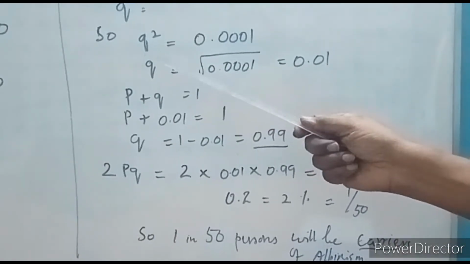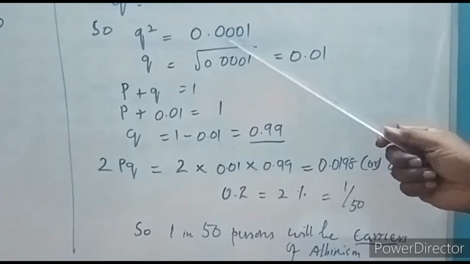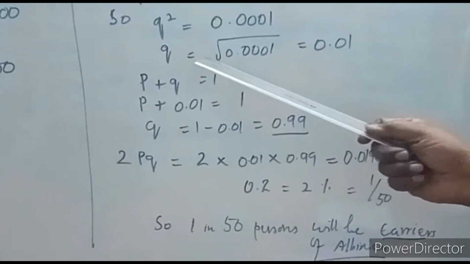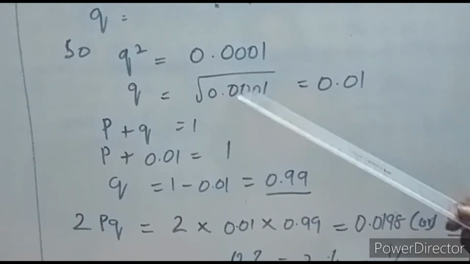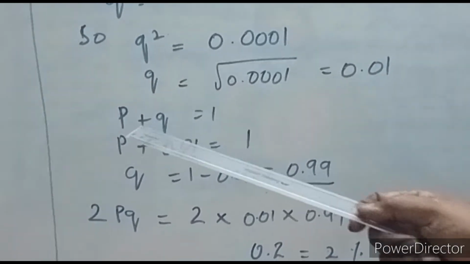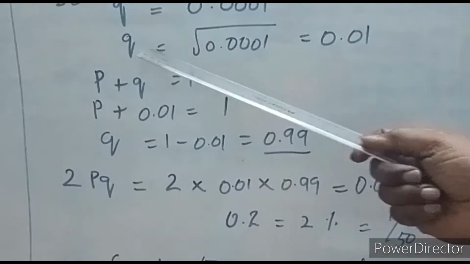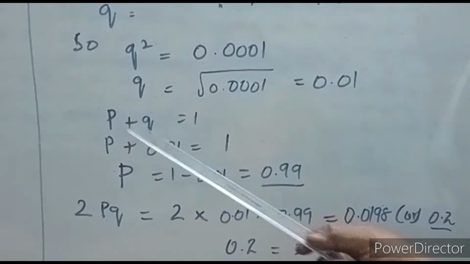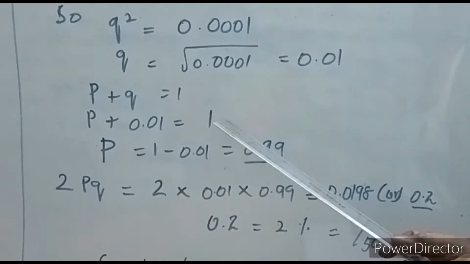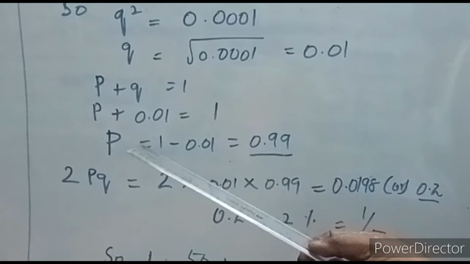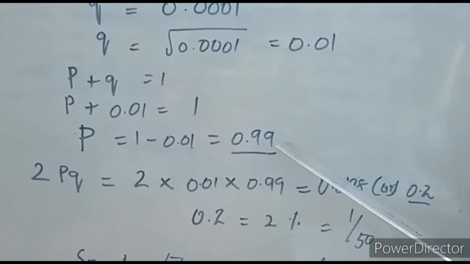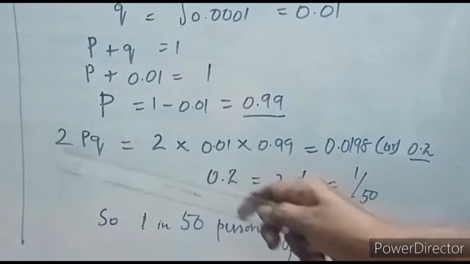So q² is equal to 0.0001. We have to find out the value of q. So q is equal to the square root of 0.0001, that equals 0.01. The formula p + q is equal to 1. Here q is 0.01. So p + 0.01 is equal to 1. Now we will find the value of p, that equals 1 minus 0.01, that equals 0.99.